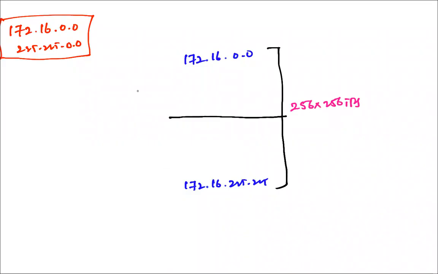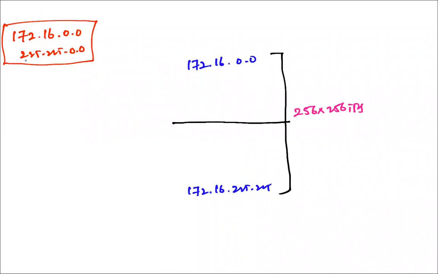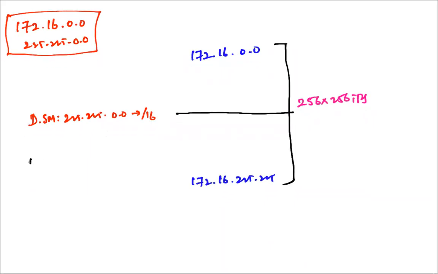Usually the actual mask is this. This is the default mask. Let me write default subnet mask. Default subnet mask is 255.255.0.0, which is slash 16. Now the new subnet mask, I'll put N, new subnet mask is going to be 255.255.